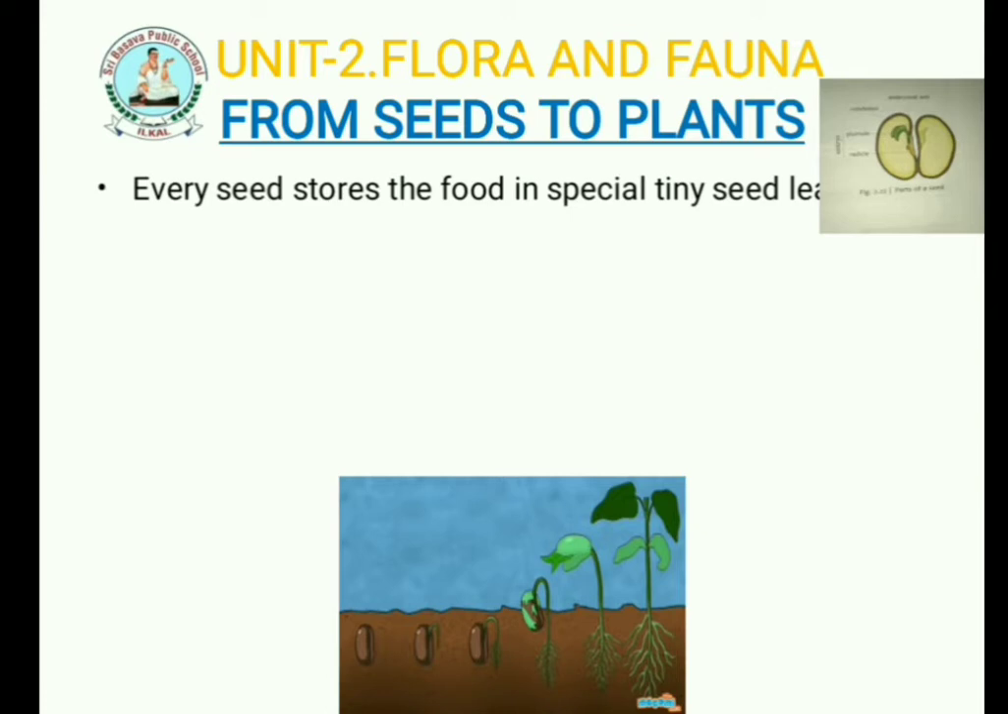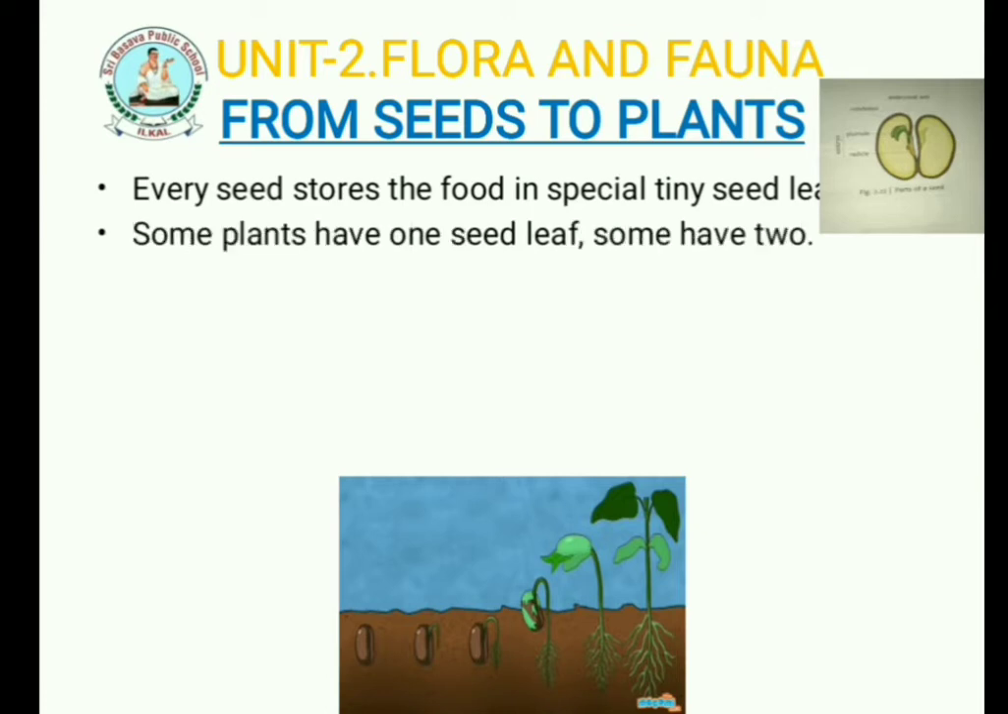And the next point is, some plants have one seed leaf and some have two. Some plants have one seed leaf, which means they are monocots. Some have two leaves, which means they have dicot seeds. Okay, fine. Have you seen new plants growing in the rainy season? Some plants have one seed leaf and some have two leaves.